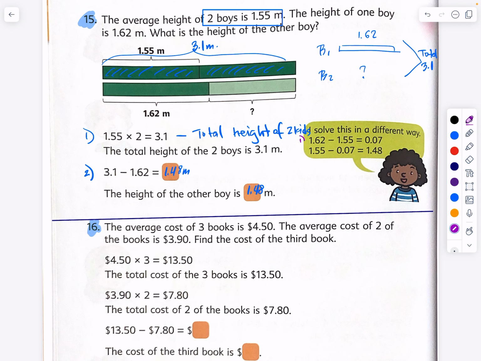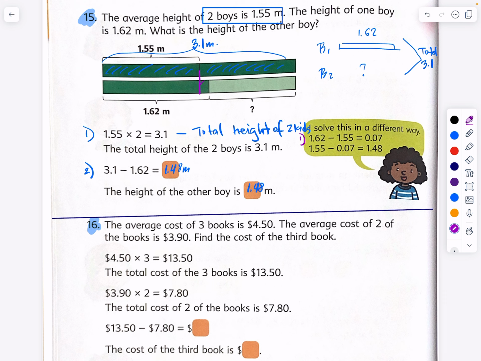Now, my friends, there is one more way to solve this. We know that boy 1 is 1.62. We know that he is a little bit above average, taller than average, because the average was 1.55. Here is the difference between boy 2 and the average of the two boys. We do know that the difference is 0.07, which means the second boy has to be 0.07 shorter than the first boy, and this is how we get the same answer.